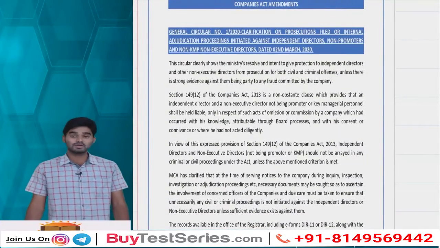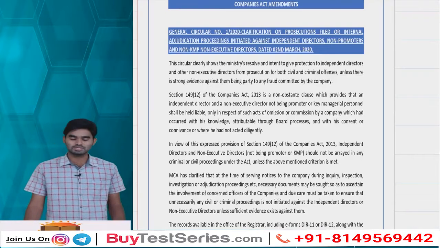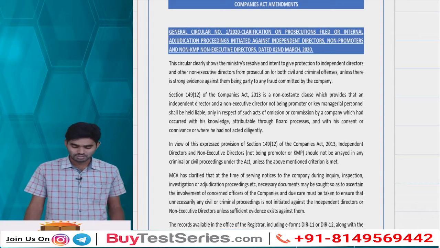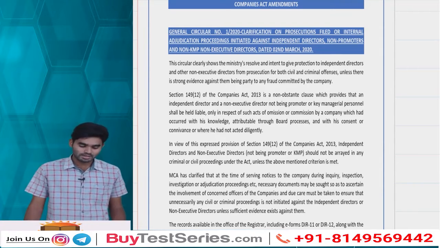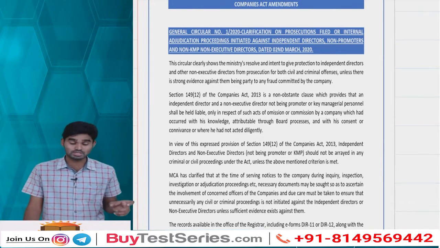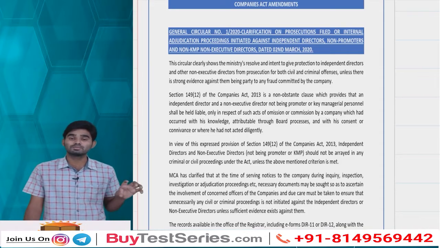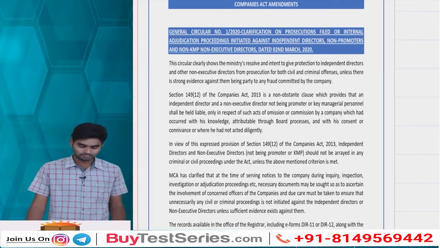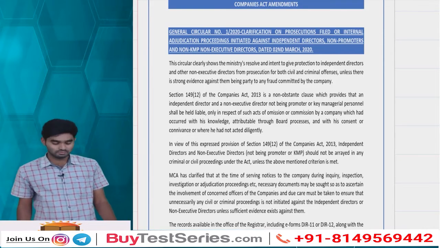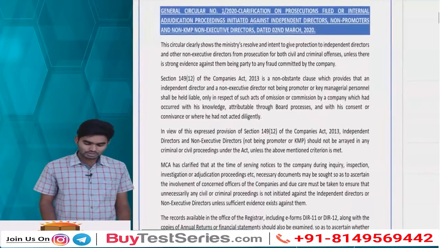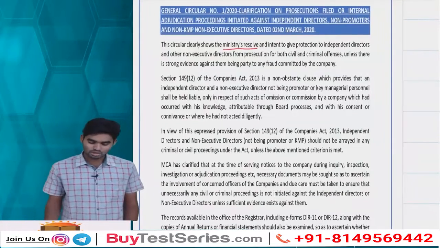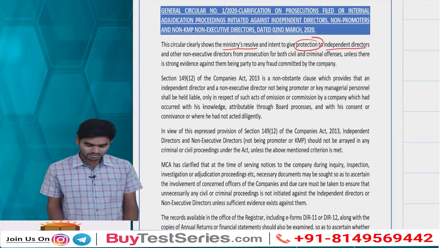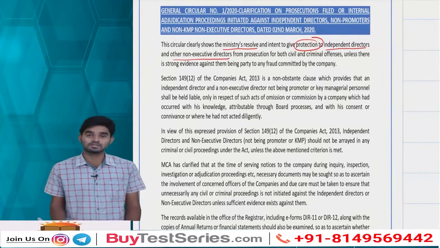Now see what it says. General Circular number 1/2020, clarification on prosecutions filed or internal adjudication proceedings initiated against independent directors or non-promoters and non-KMP non-executive directors. Non-promoters is what they are using. So they are not relating to the promoter group nor the KMP, and they are the non-executive directors. It is dated 2nd March 2020. This circular clearly shows that the Ministry resolves and intends to give protection to the independent directors and the other non-executive directors.